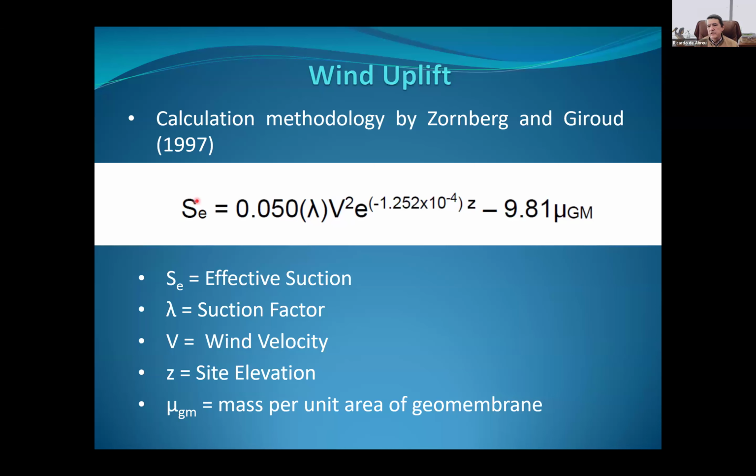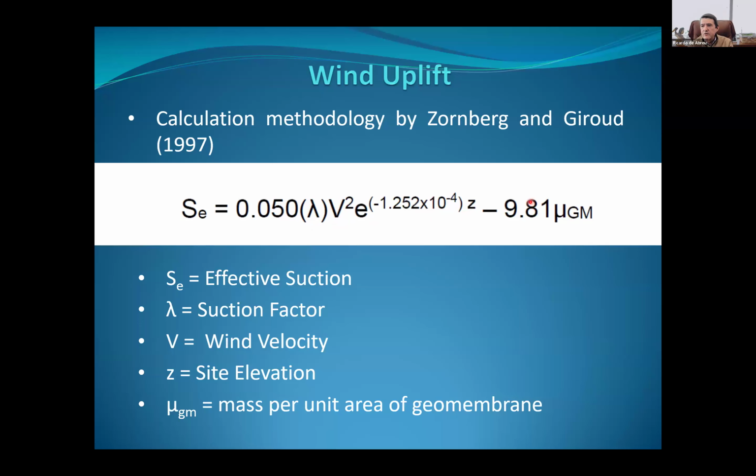So how do you calculate this effective suction? According to Zornberg's rule, you use a suction factor. I'm going to tell that in a minute. Then the wind velocity, and there are several ways to get that. One way is to get it from specific guidance from ASCE or ASTM. In this case, we used a wind velocity of 95 miles per hour.